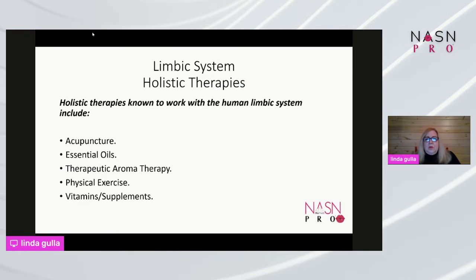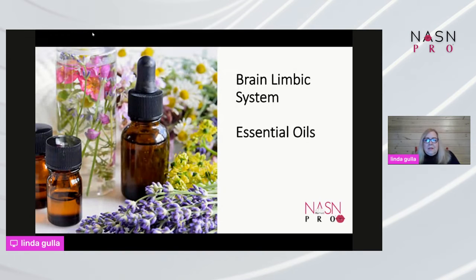Holistic therapies known to work with the human limbic system include acupuncture, essential oils, therapeutic aromatherapy, physical exercise, and vitamins and supplements. In this section, we're going to discuss one of the ways that works with the brain limbic system, essential oils.